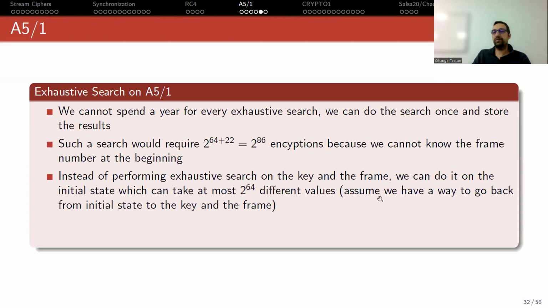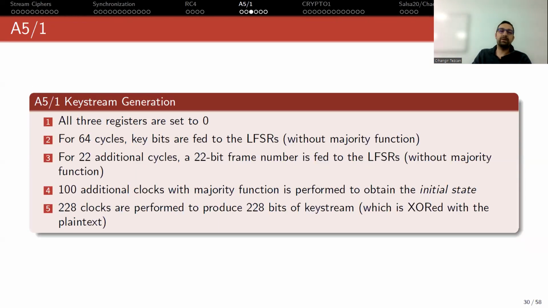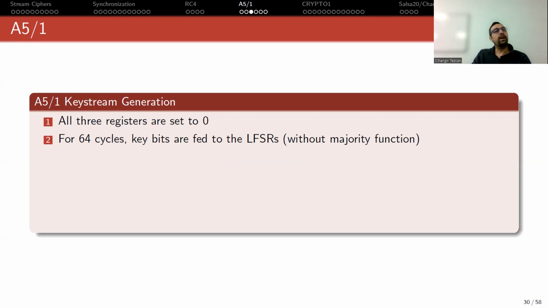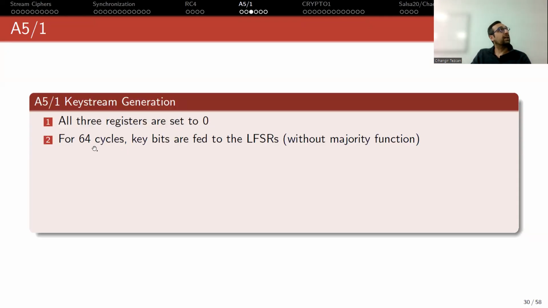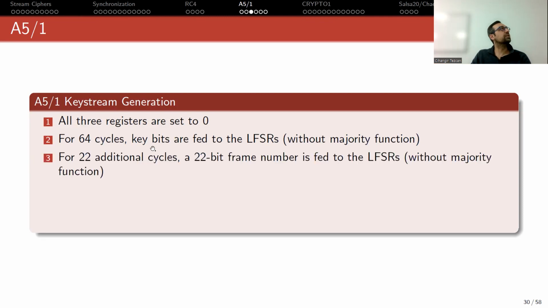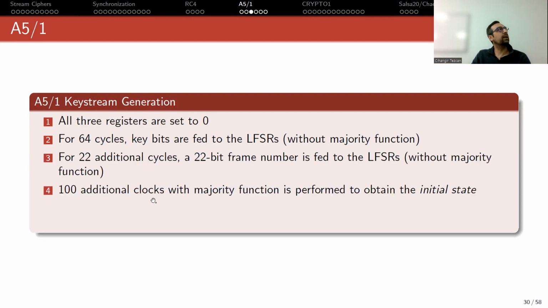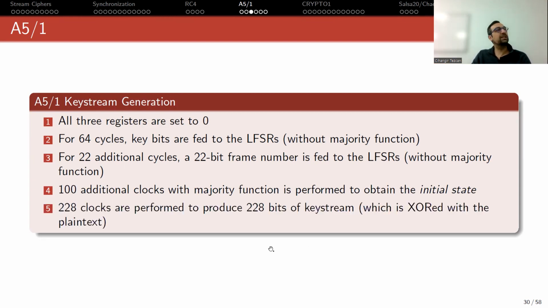And here we assume that we have a way to go back from the initial state to the key and the frame, but it is not important. So let me explain what I'm trying to say. A brute force attack can start like this: I can set all of these registers to 0. I can randomly choose the secret key starting from all zeros, then choose the frame as 0, run the algorithm 100 more clocks and obtain the initial state, then produce the key stream and check, right? This would be your brute force attack.